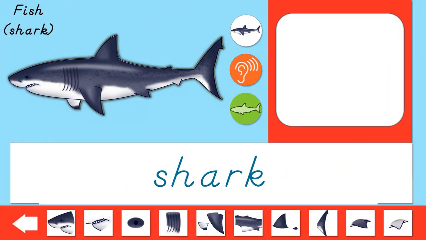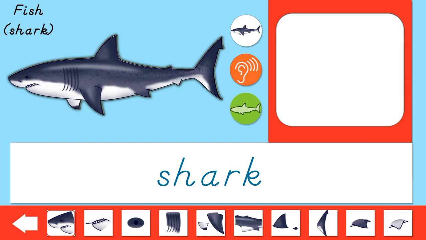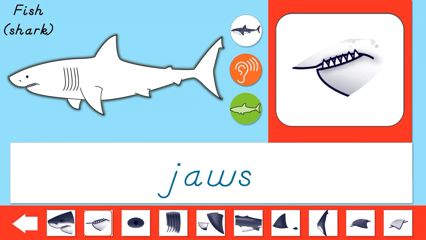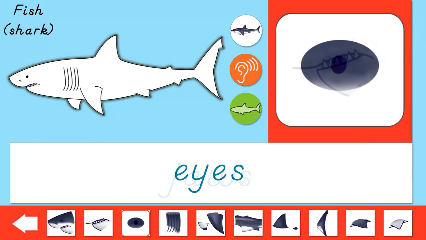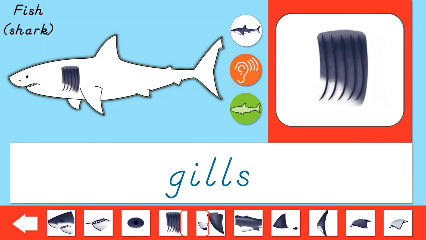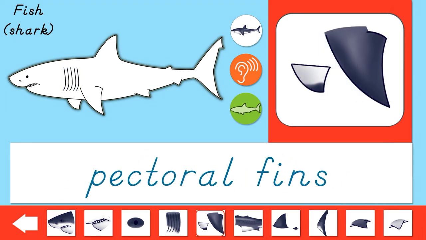Let's learn the parts of a shark. Head. Jaws. Eyes. Gills. Pectoral fins.